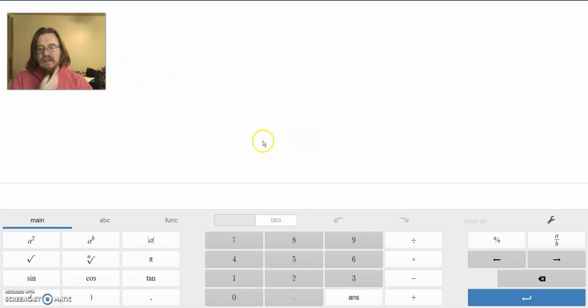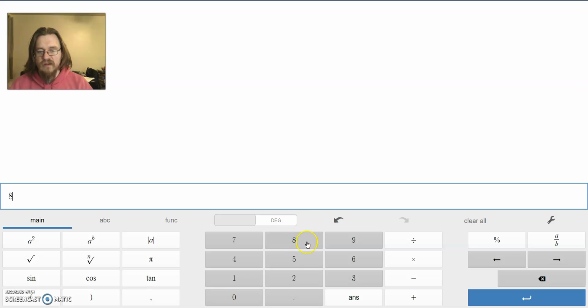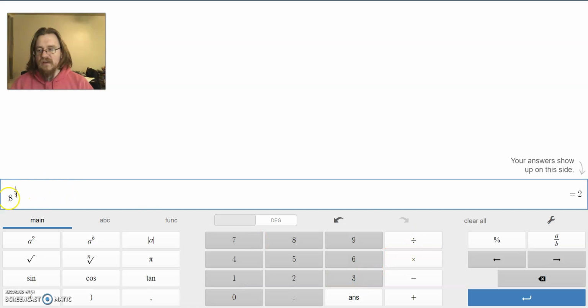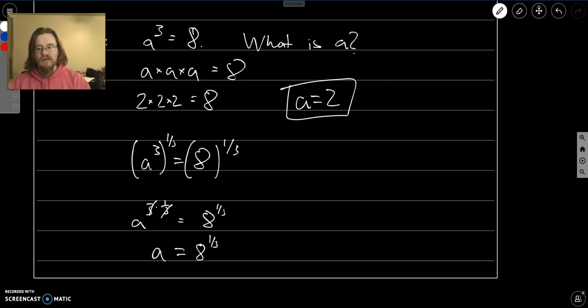So if I want to take 8 to the 1/3 power, I can take 8. So I'll click 8 here. And then we have a to the b. So this will take whatever I type in next and type it in as the exponent. So a raised to the, and then I want 1 divided by 3. So if you look over here, I have 8 to the 1/3 power, and this tells me my answer, which is just going to be 2. So that's quite handy. So after I type this into my calculator, I get that this is 2.